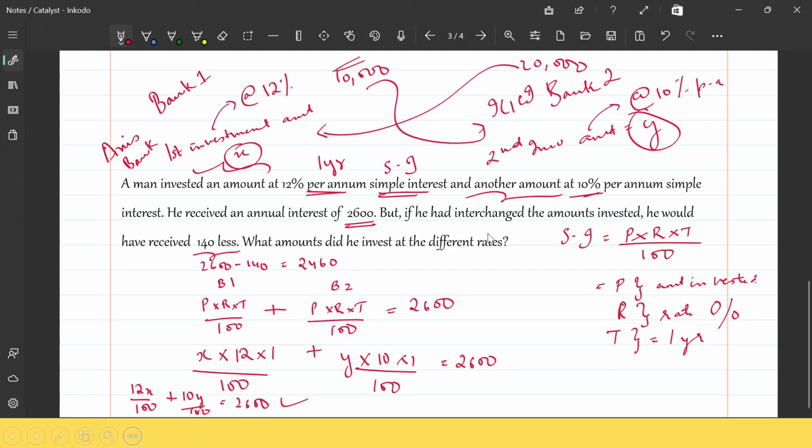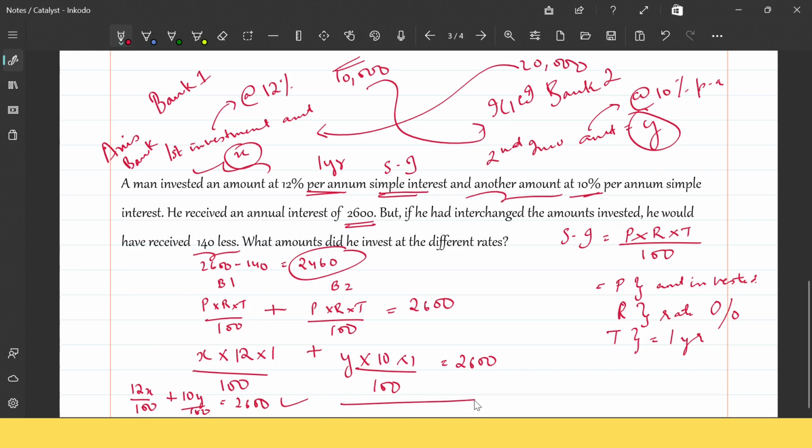Now they are telling, if you had interchanged the amount. Okay, so interchanging the amount means this amount X he had given to this bank at 10% and this amount Y he had given to this bank at 12%, then he would have gotten the amount as 2,460. So what will be the equation? P into R into T. P is what now? For the first bank, P is what now? Y you are giving, no, interchange. So this equation will be interchanged.